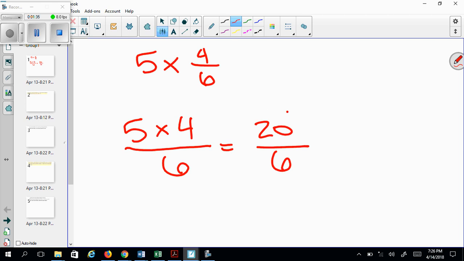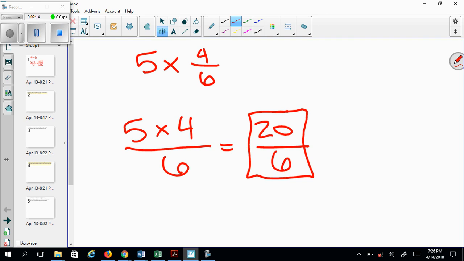Now, we do not keep this as it is. That's not our answer. Now, if on the FSA they have this as a possible option and it says choose all that apply, then yes, you would select this as an option because it is in fact correct. However, if you go to the store and you ask for 20 sixths pounds of ground beef, the person's going to be looking at you and saying, excuse me, what are you talking about? So what we need to do is this is a fraction greater than 1, so we have to change it into a mixed number, which is a whole number with a fraction.